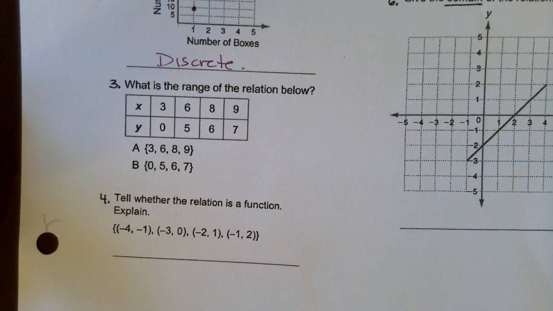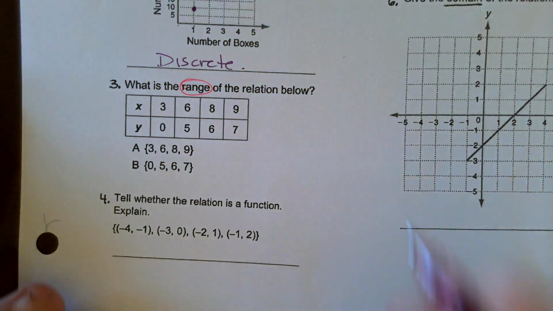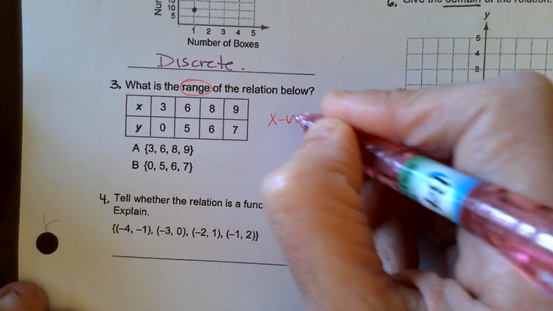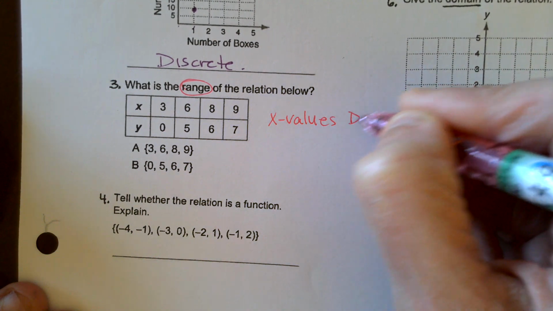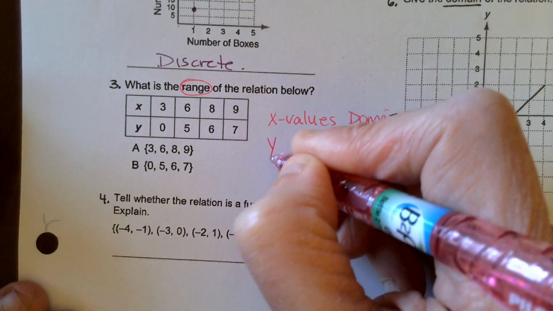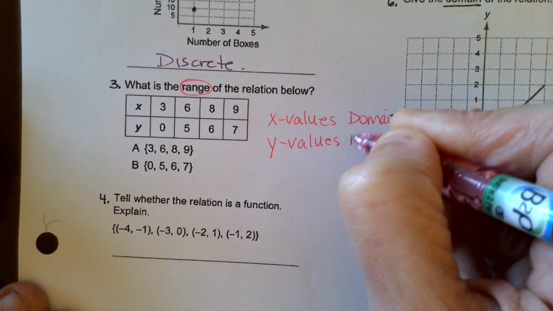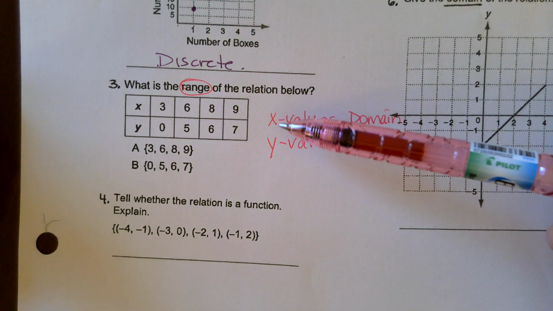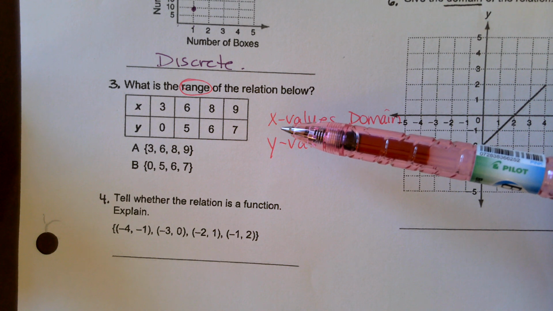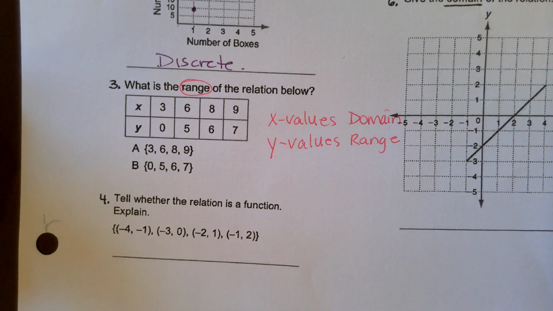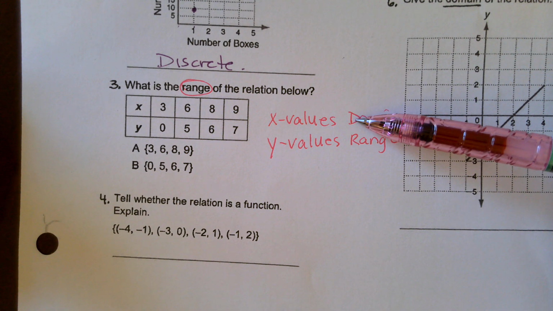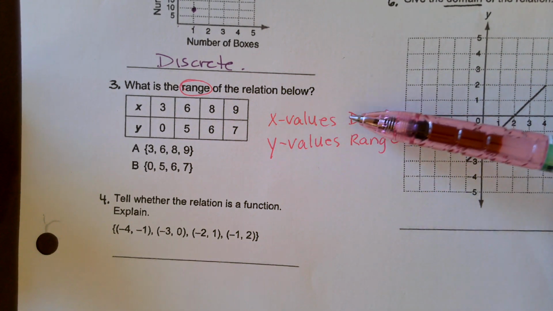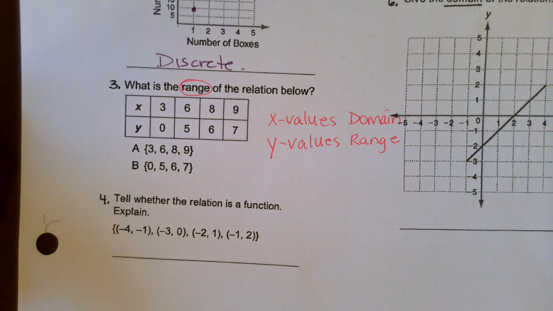So then we go to the next question, and it says, what is the range? So I know ranges, and you got to remember this, that the x values are which one? Domain. And the y values are range. They do go in alphabetical order, if you notice. So if you line these up in alphabetical order, that's how you can double check if you think you forgot which is which. But I think most of you have it.